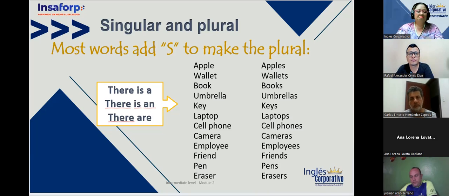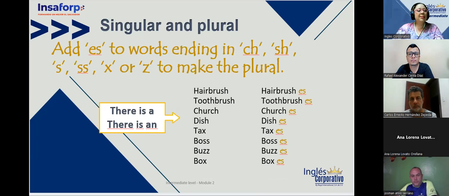So those are common nouns, and they just add the letter S to become plural. Now we have these irregular things, okay? Irregular plural nouns. We add ES to words ending in CH, SH, SS, X, or Z, right? To make the plural.